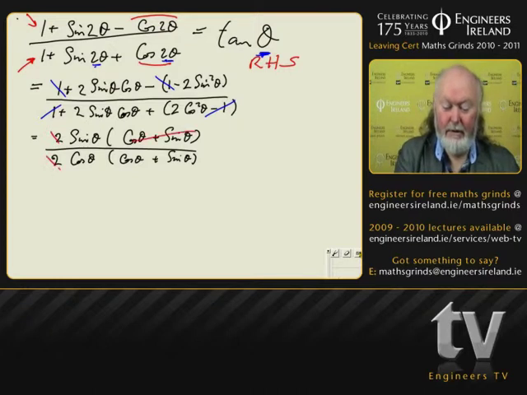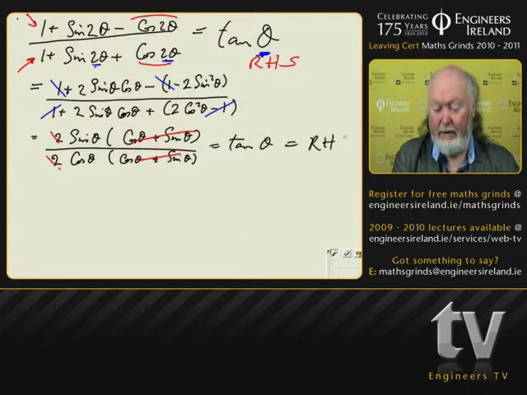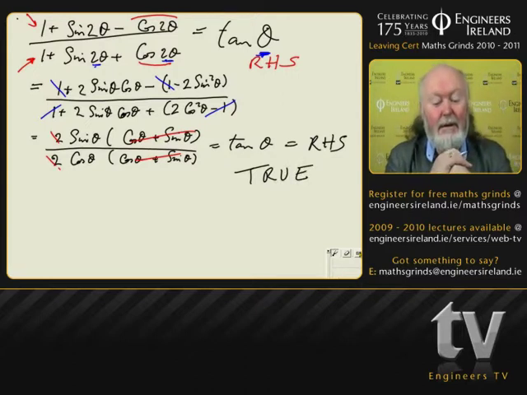Those cancel, those cancel, and yes, it's equal to tan theta, which is equal to the right hand side. That's a very short question. It's short because you made the right substitution. If you didn't, you'd be in a world of pain. You could take a page trying to solve these things.